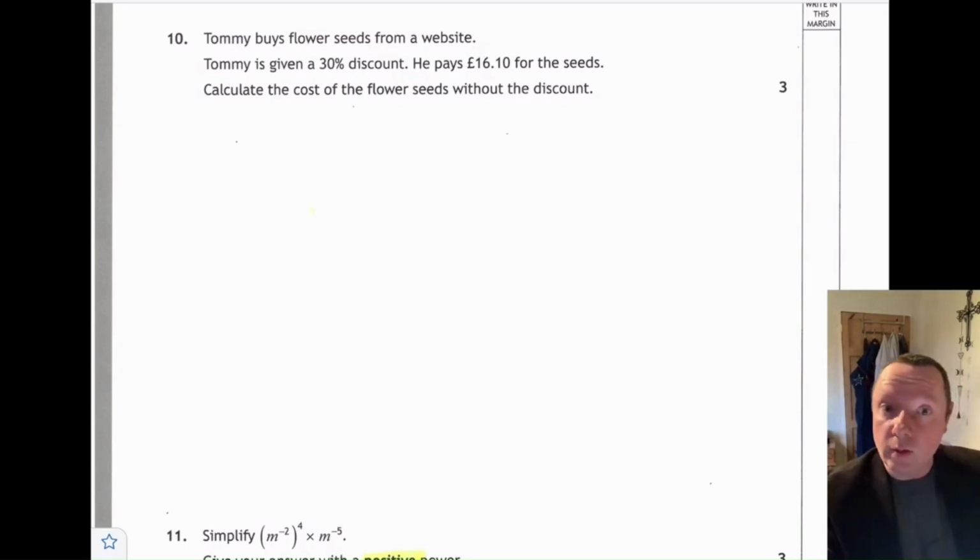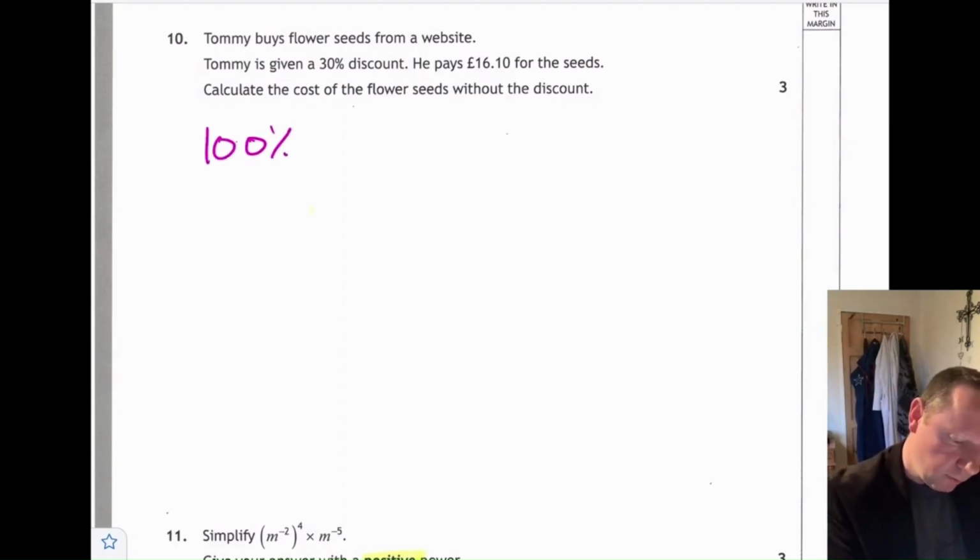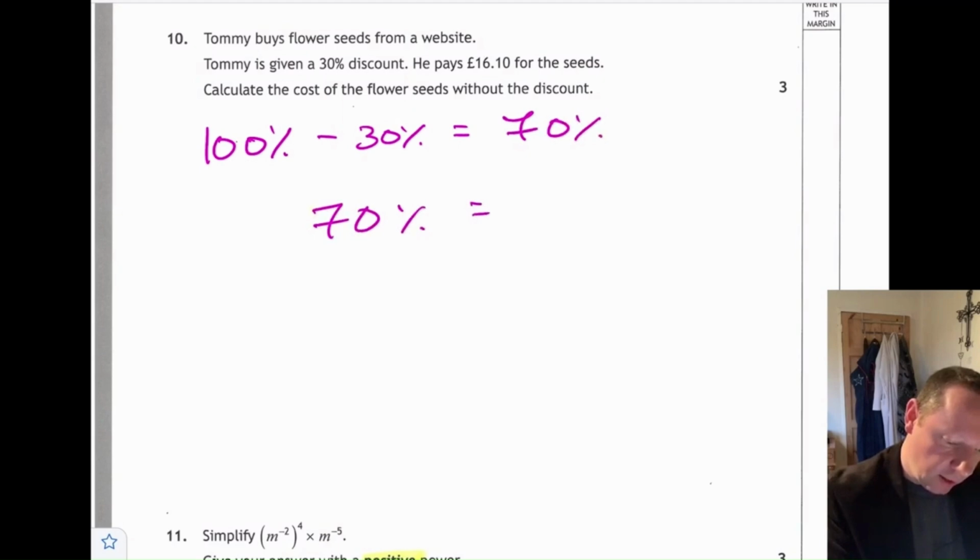No times in this question, so I'm probably dividing. So 30% discount, which means 100% minus 30%. That means he's paid 70%. So we know that 70% represents £16.10.